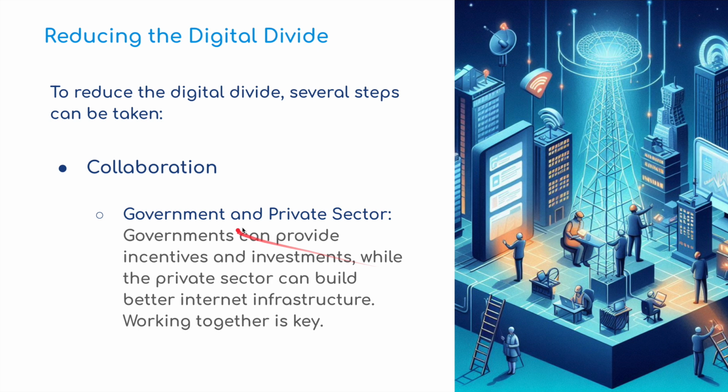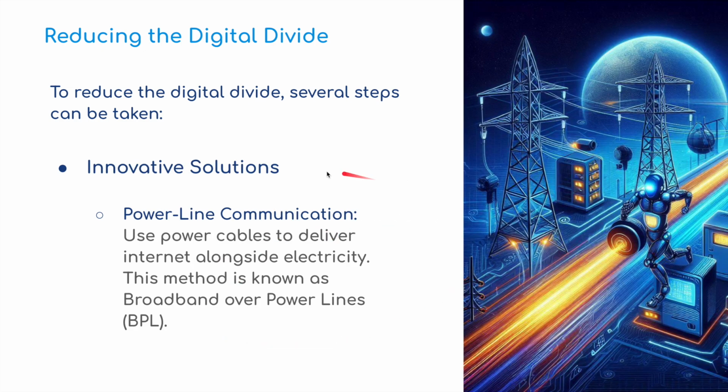Okay, collaboration. Governments and private sectors can provide incentives and investments, while the private sector can build better internet infrastructures. Working together, both government and private sector, is key. Okay, innovative solutions. Power line communications, for example. Use power cables to deliver internet alongside electricity. This method is known as broadband over power lines, BPL.